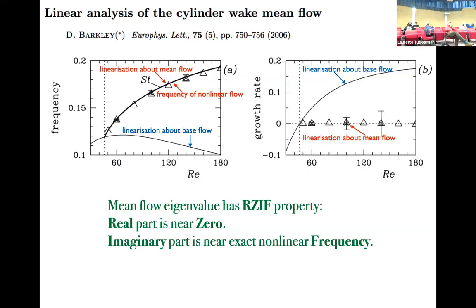Sorry, so this is the growth rate sigma, so the eigenvalue is sigma plus I omega, and we see that this growth rate crosses 0 here. This is the Hopf bifurcation 46. At this place here, we have a frequency, which is the Hopf frequency, which is obtained by linearization about the base flow, and we also have the actual frequency computed by DNS, which is these triangles, yes, and the stars are the linearization about the mean flow.